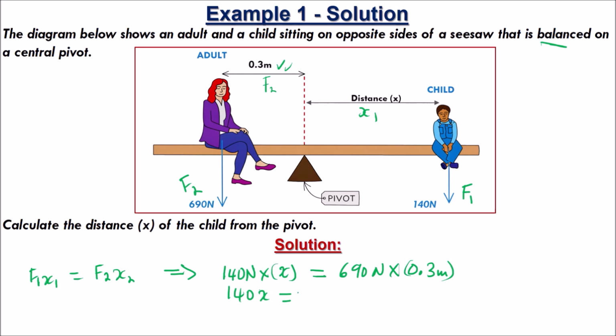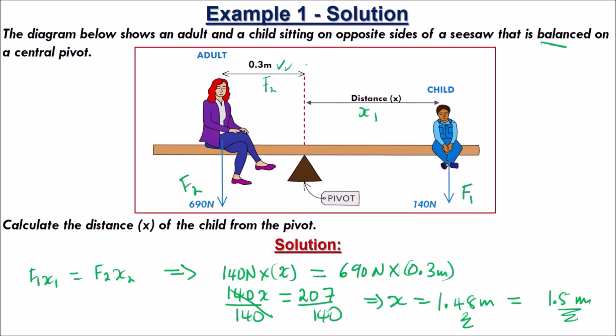We are going to get 207. We divide this side by 140 so that we can get our x is equal to 1.48 meters. Now we are allowed to give it to two significant figures, which is approximately equal to 1.5 meters. So the child is located 1.5 meters from the pivot.